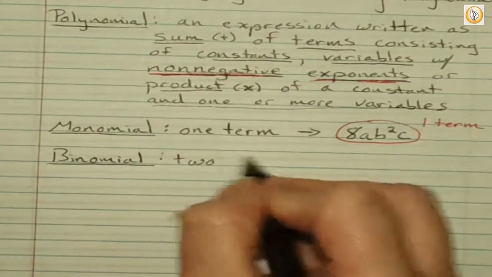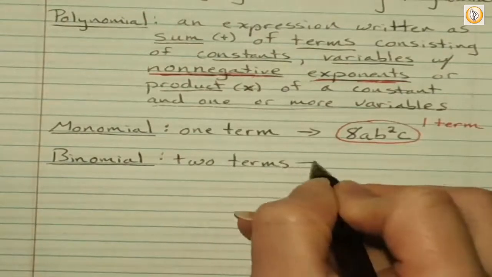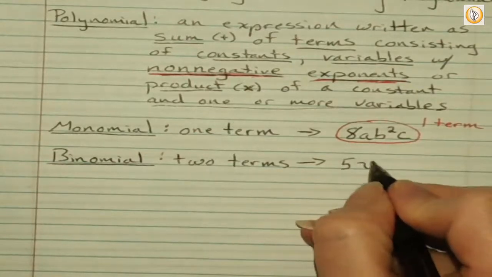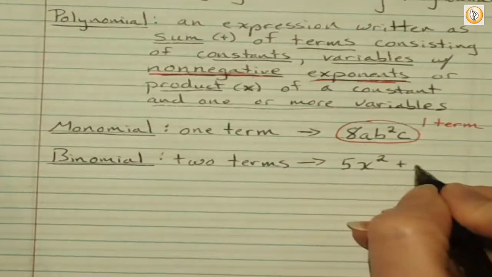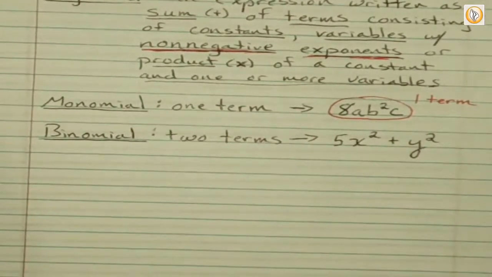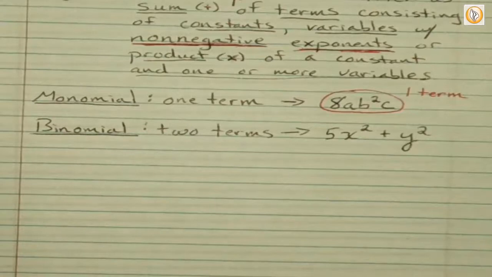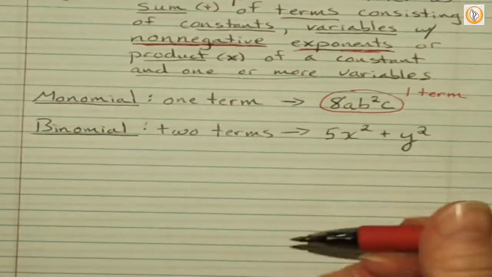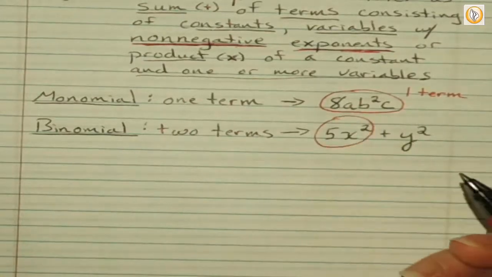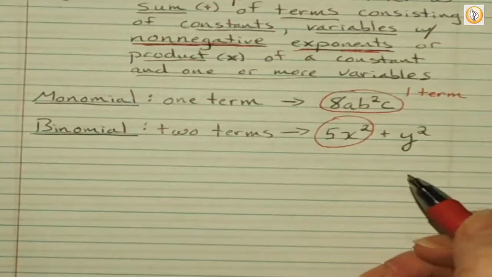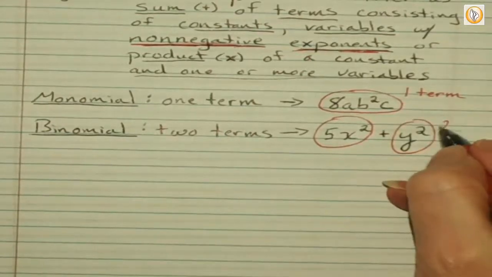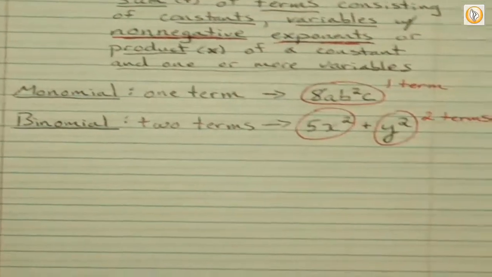That's two terms. An example would be, Franz, 5x squared plus y squared. That right there is two terms. Here's a term, and I know I always tell you to circle the sign in front, but for these purposes, I want to just circle the terms. There's a term and there's a term. Two terms. Do y'all see that?